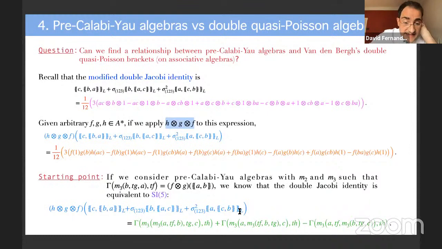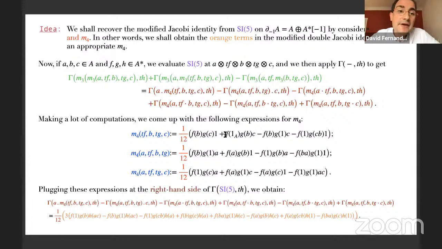The left-hand side of this identity is precisely these green three terms, which are obtained from the fifth Stasheff identity when I only have M2 and M3. Okay? So far we have the left-hand side of this identity. So the idea was that maybe we shall recover this modified Jacobi identity, this non-homogeneous Jacobi identity, from the fifth Stasheff identity by considering M2, M3, and this is the key point of the whole story, M4, okay? In other words, we shall obtain the orange terms in the modified double Jacobi identity from an appropriate M4.